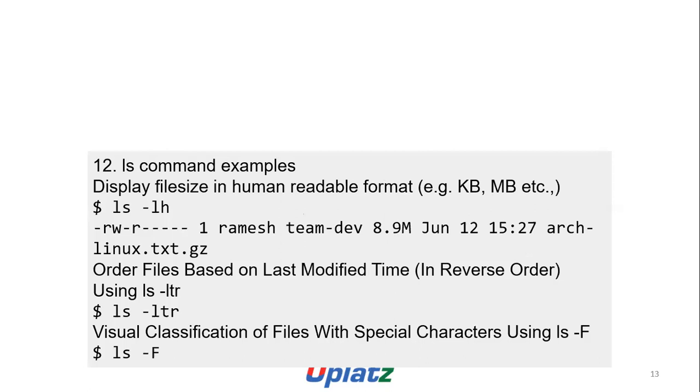Ls command examples. Display file size in human readable format, for example KB, MB: ls -lh, showing for instance 8.9 megabytes for archive-linux.txt.gz. Order files based on last modified time in reverse order: ls -ltr. Visual classification of files with special characters: ls -F.